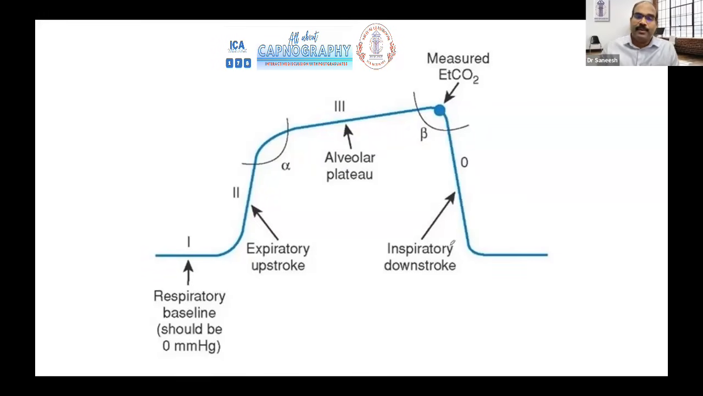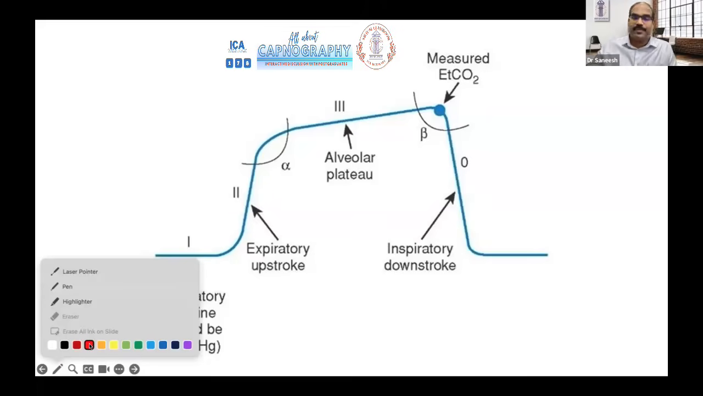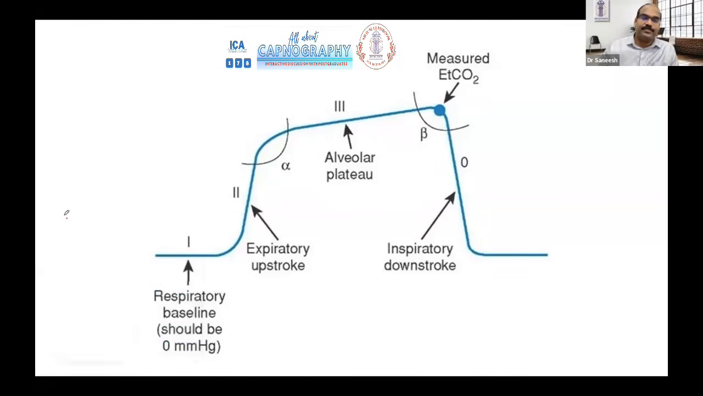Can somebody let me know when alpha angle increases? Alpha angle is normally 100 to 110 degrees. So it is decreased in which condition and increased in which condition? Anybody volunteering? Okay, then we'll go to the capnogram scenarios and then discuss there.